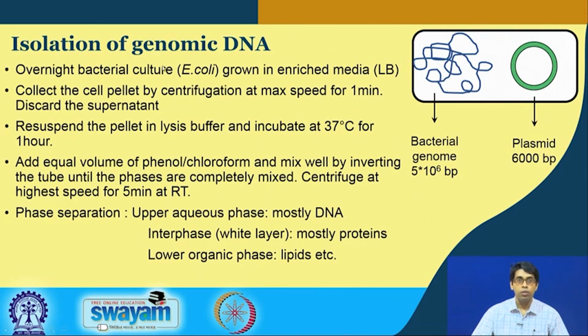So, again you start with the same bacterial culture in LB media, and you grow that overnight at 37 degrees centigrade, and in the next morning we pellet down the bacterial culture by centrifugation and discard the supernatant. So, the supernatant is the spent media, and our bacteria will be at the bottom forming a clump. Then again we resuspend the bacterial pellet in the lysis buffer, just like the plasmid purification, and break open the cell so that everything is now in the solution.